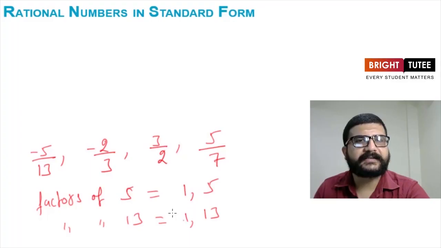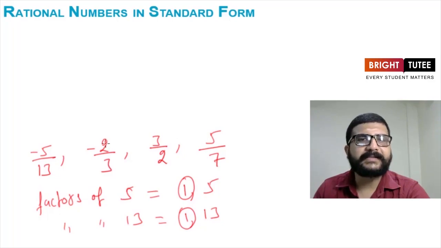Now what are the common factors between numerator and denominator? It is only 1. The number 1 is the common factor between numerator and denominator. What about the second number, minus 2 upon 3? Here also there is only one common factor, and that is 1. Same is the case for 3 upon 2 and 5 upon 7. The only common factor is 1, the negative sign is with the numerator, and all the denominators are positive. So all these numbers are in standard form.